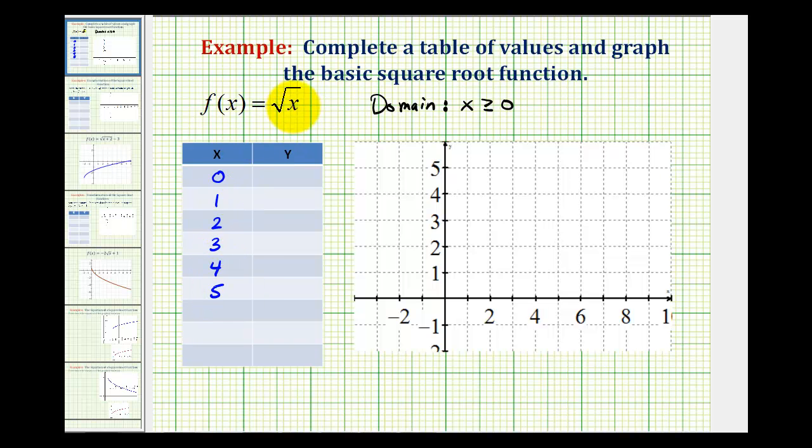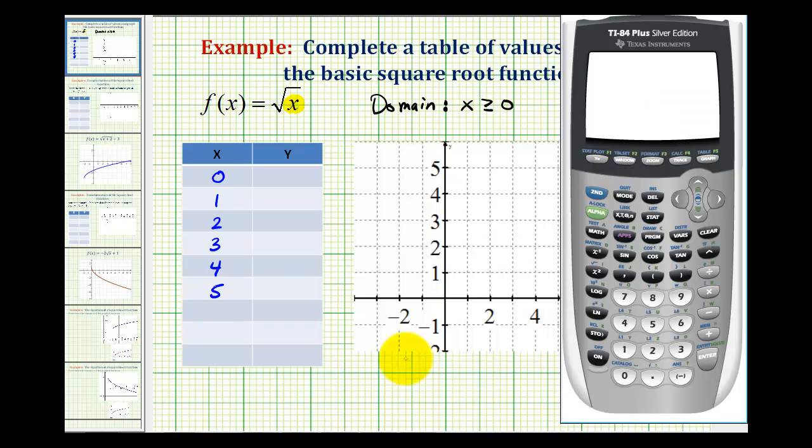And notice how if x is not a perfect square, we're not going to be able to evaluate these by hand. So let's go ahead and use our graphing calculator. To do this, we're going to enter in the function into y1. So we'll press y equals, type in the square root function, so second x squared brings up the square root function, x, close parenthesis.